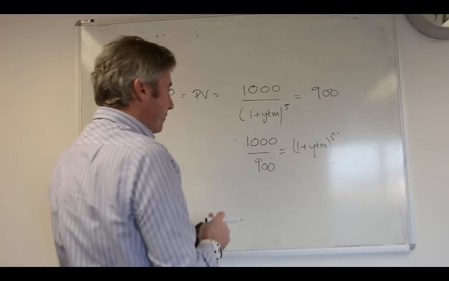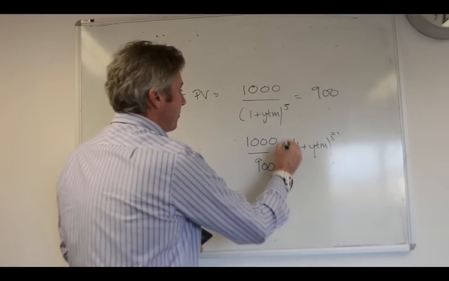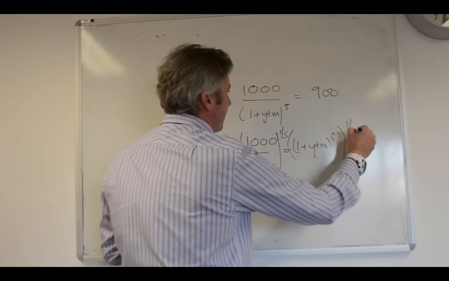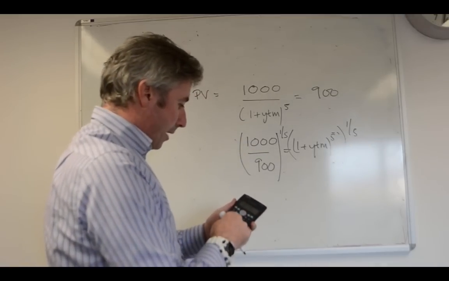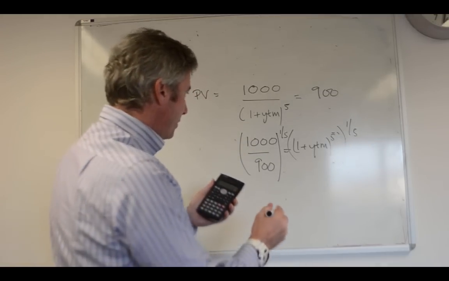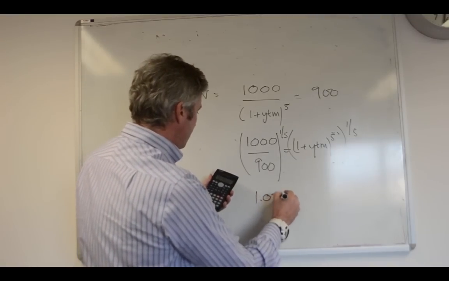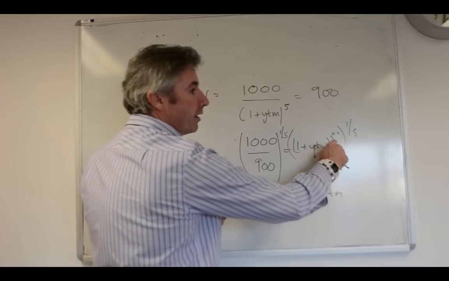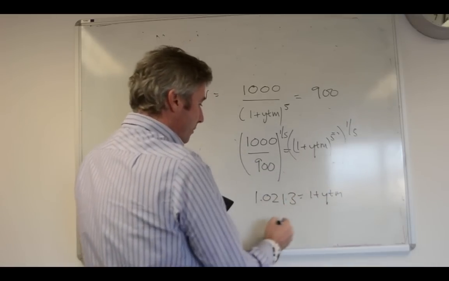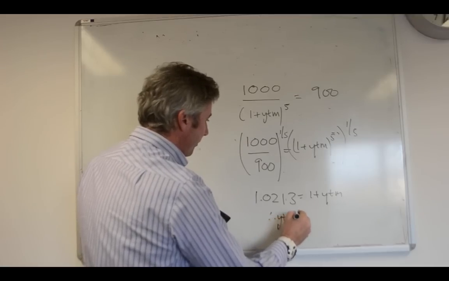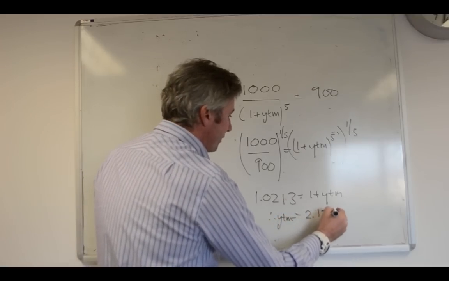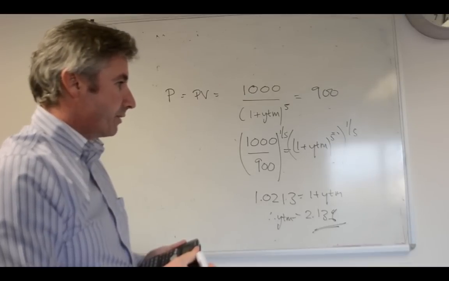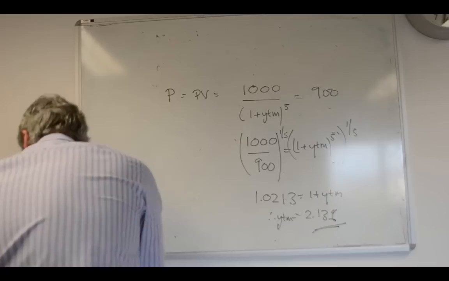Now we need to get rid of this 5, so we'll raise both sides to the power of 1 over 5. The number on my calculator to the power of 0.2 gives me 1.0213, and that's equal to 1 plus the yield to maturity, because the 5 raised to the power of 1 over 5 cancel out. So we're left with the yield to maturity equal to 2.13%. Hopefully you can see how straightforward that one is. Let's look at bond B.